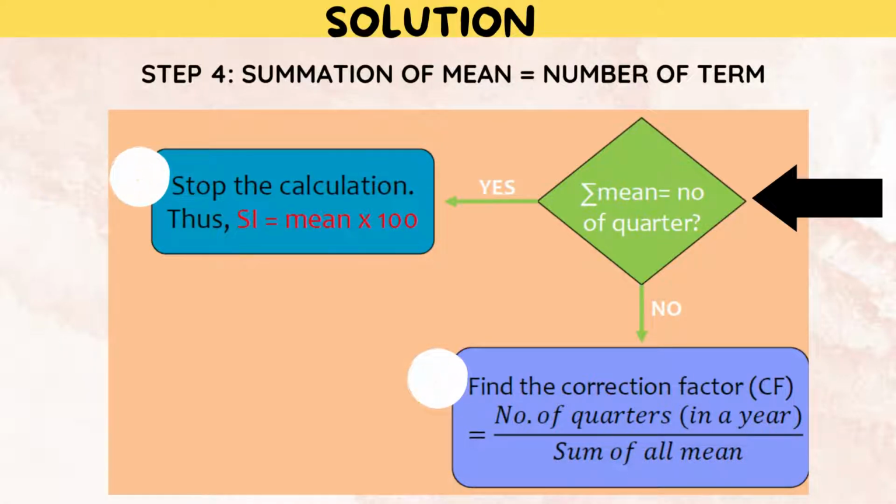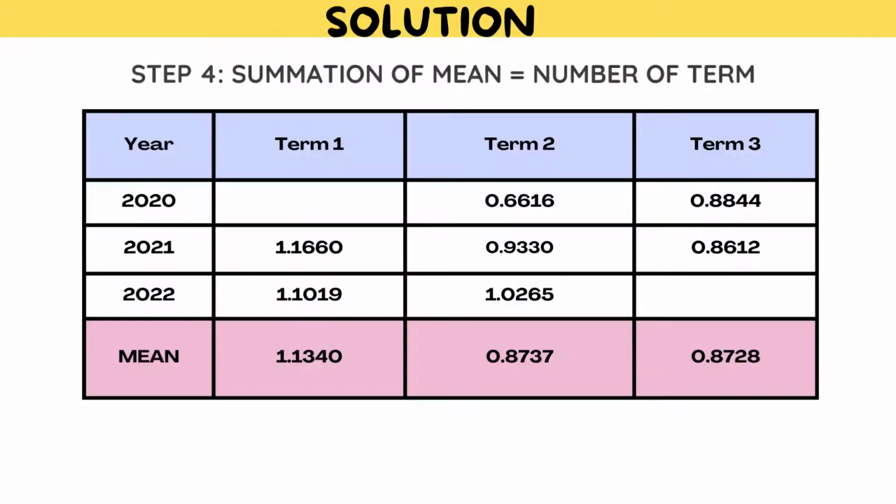Now moving on to step number 4. You have to check whether your summation of means is equal to the number of terms. If the answer is yes, you stop the calculation, and your seasonal index equals the mean times 100. But if your summation of means is not equal to the number of terms, you have to find the correction factor, or CF. The formula is the number of quarters or number of terms divided by the summation of all means.